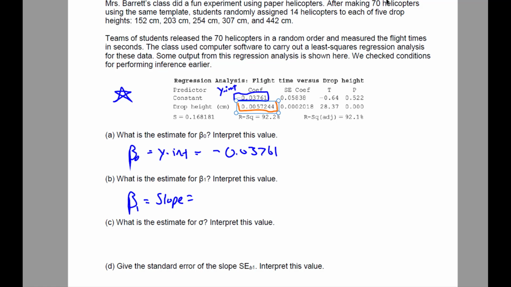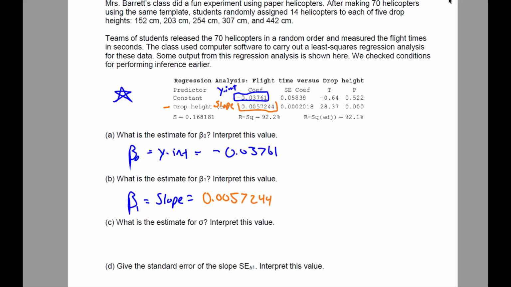I'm going to write that over here. Slope. Okay. So for your slope value, you have 0.0057244. So your slope value is always going to be that second number listed under the coefficient setup for it, in which case it would be dealing with the context of the problem, whatever it's talking about. In this case, it's talking about drop height. Okay.